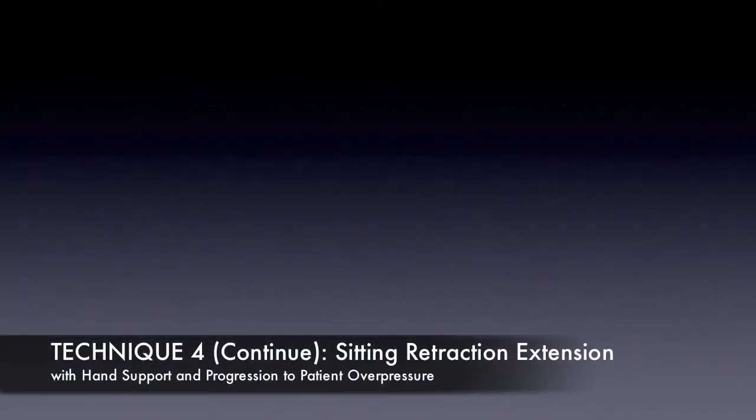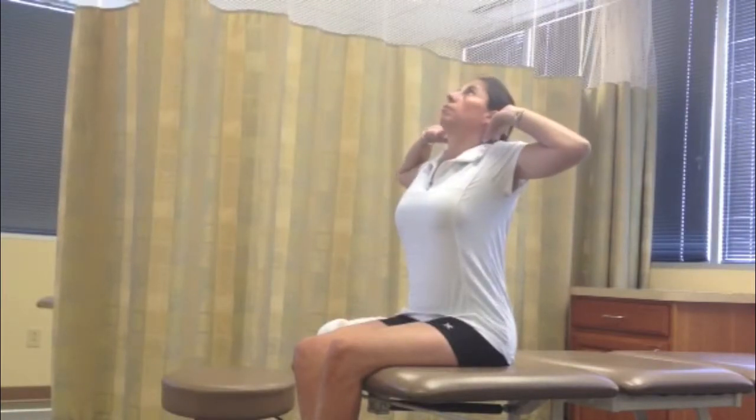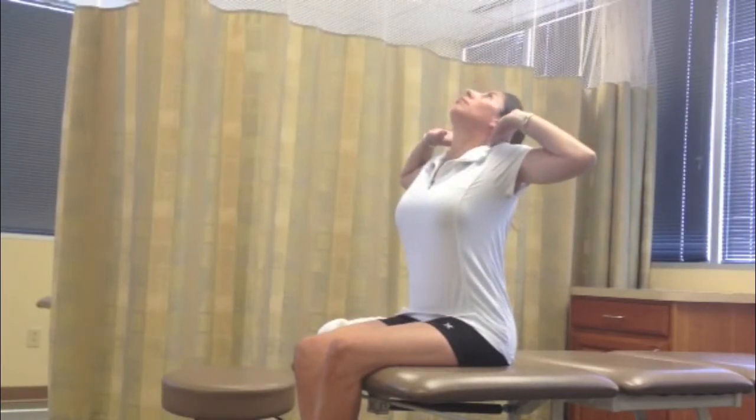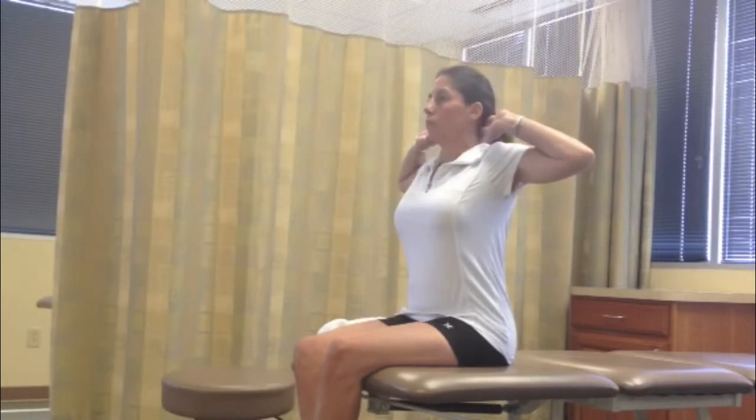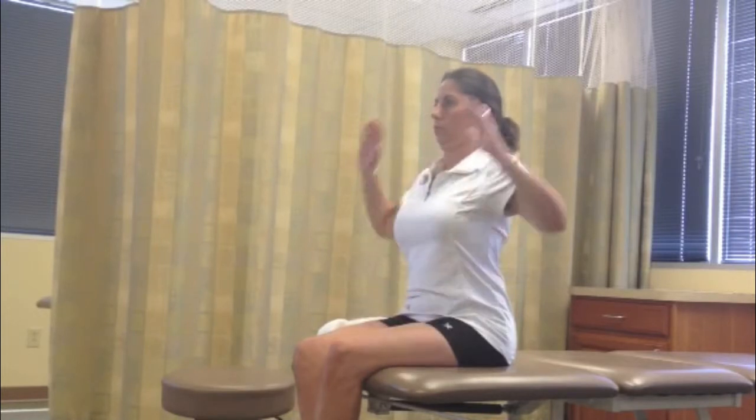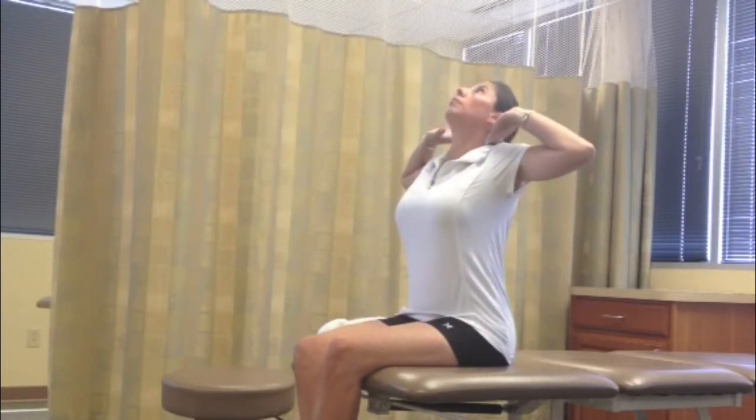Sitting retraction extension with hand support. In certain patients who may be apprehensive to look up, ask him or her to support the neck as shown in this video during extension. This support should be discontinued as the patient reaches end range and progresses with side-to-side oscillations as demonstrated previously.